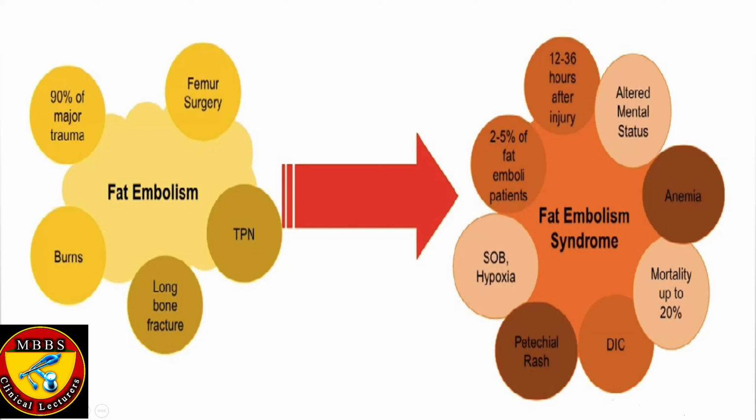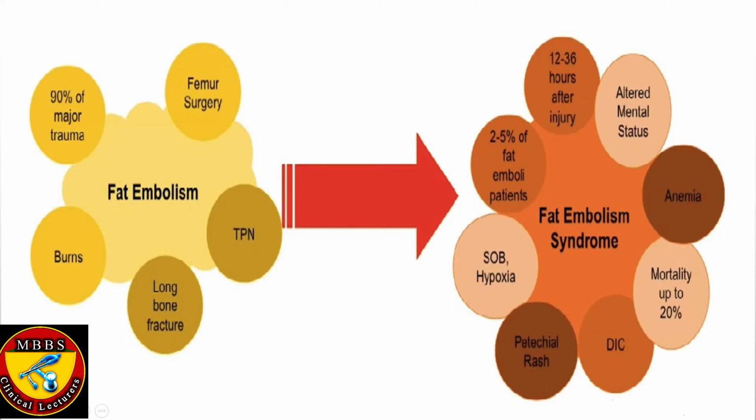Fat enters from the bones through the blood vessels into the pulmonary vasculature. But the majority are asymptomatic. Only about 2 to 5% of fat emboli present with certain signs and symptoms, and these are termed fat embolism syndrome. This syndrome develops 12 to 36 hours after the injury, and as the pulmonary vasculature is involved, the patient presents with shortness of breath and hypoxia.